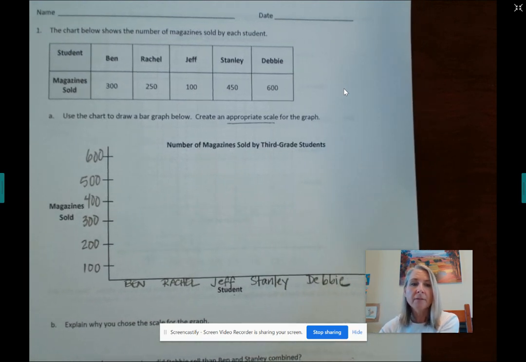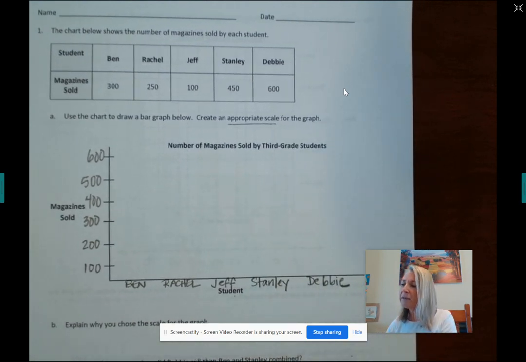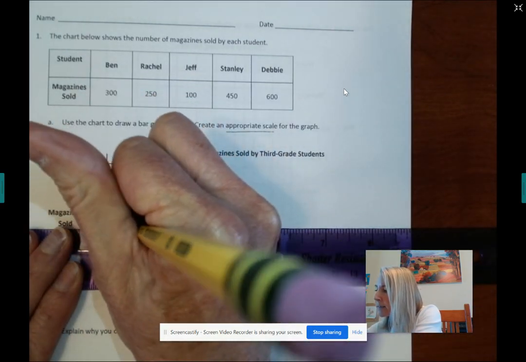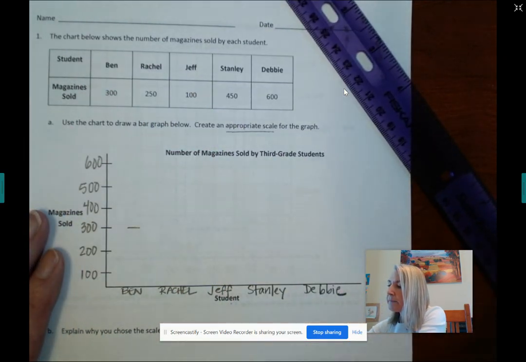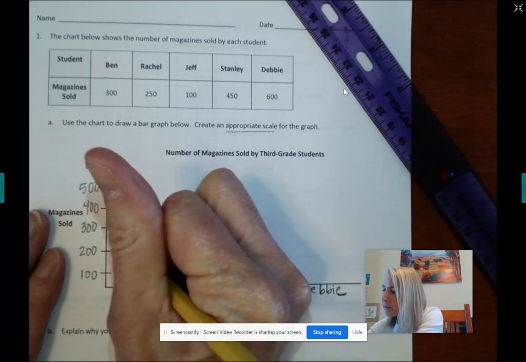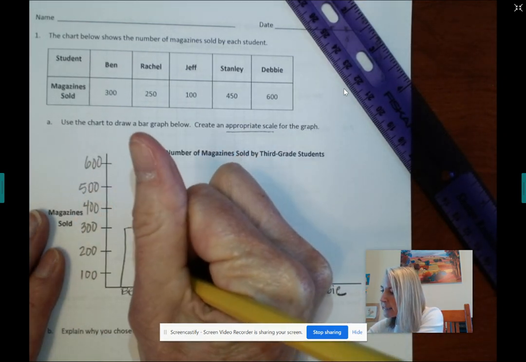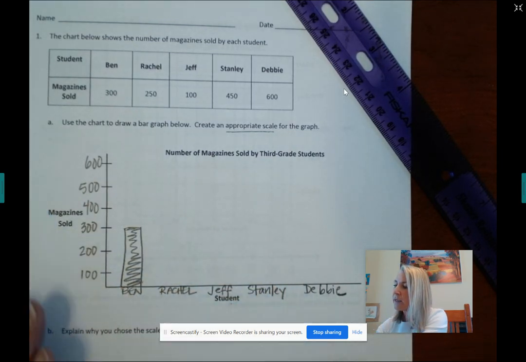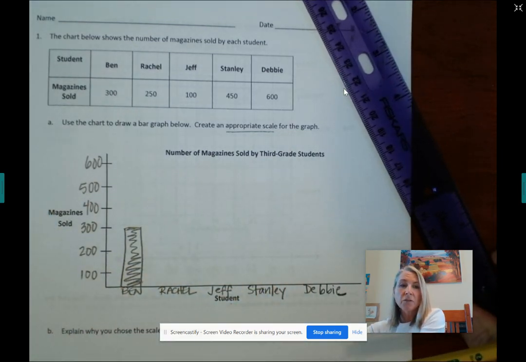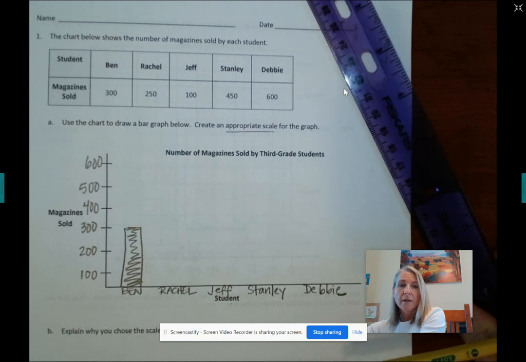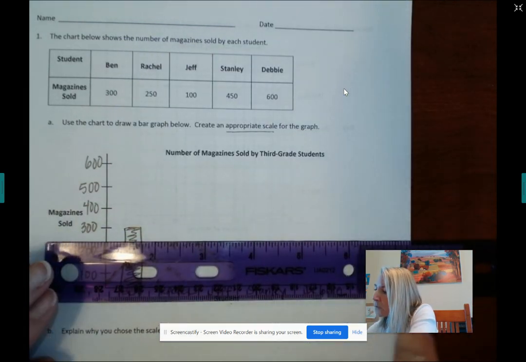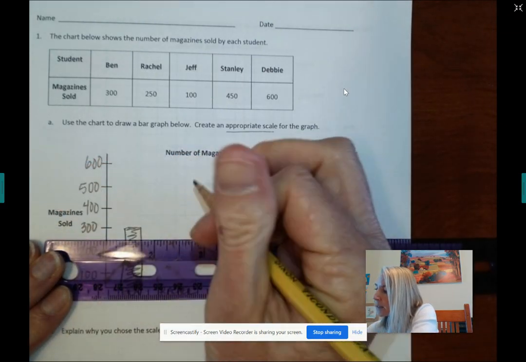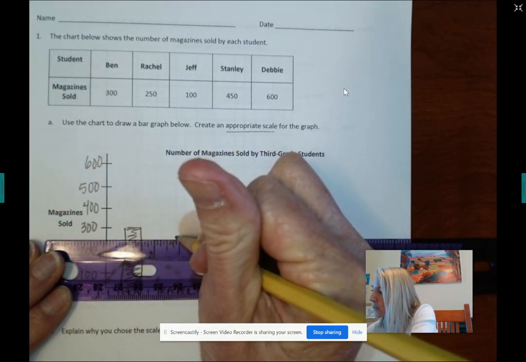So Ben has 300, and you don't have to use a ruler, but I'm going to at least make my top point here, and then I'll freehand the bar going down, but there's Ben, right? He has 300. Rachel has 250, so 250 is going to be more in between my 300 and my 200, and Rachel is right here.